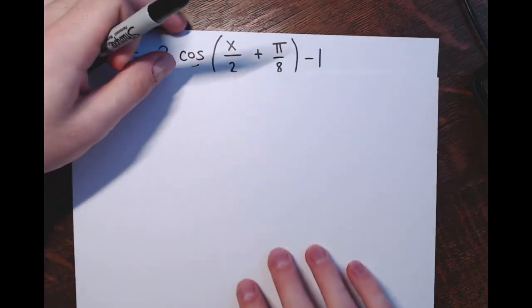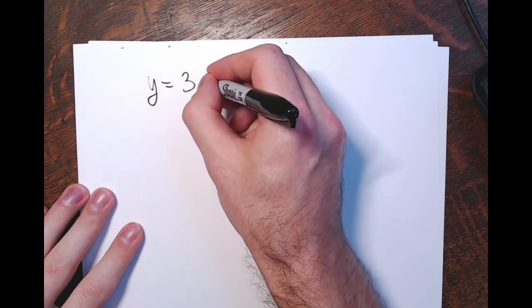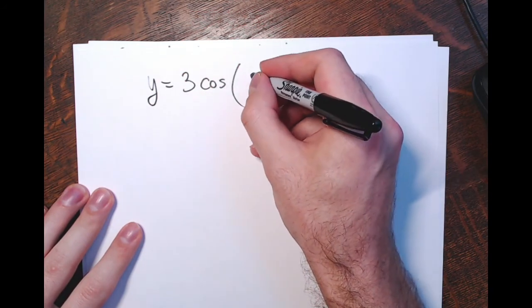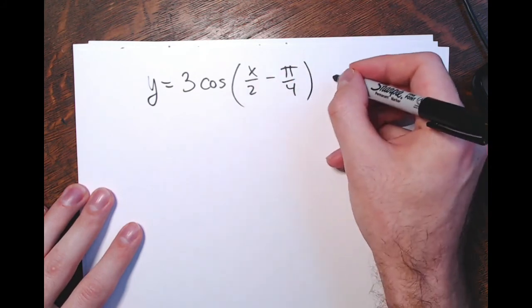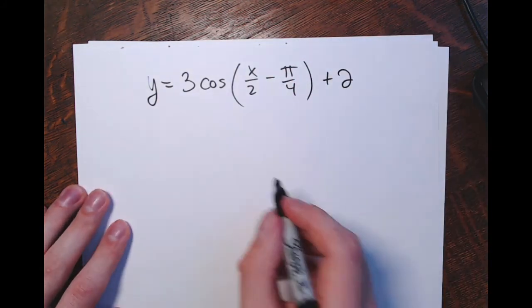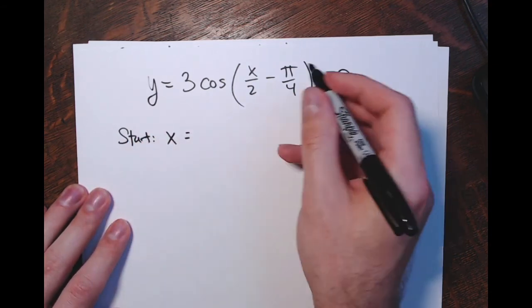All right, so this time I'm doing this. Y equals positive 3 times the cosine of half x minus pi over 4, and then plus 2. All right, so I'm going to start at x equals pi over 2.